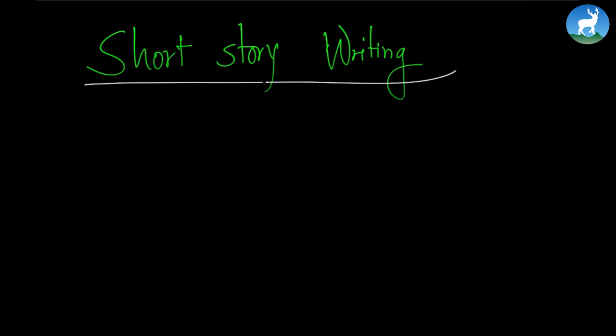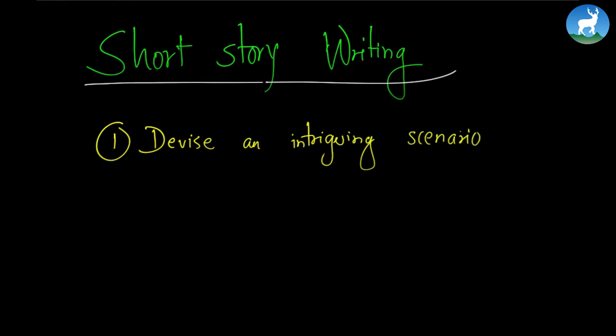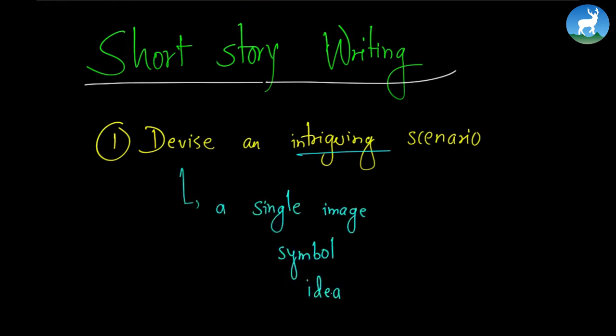The first thing you need to do before writing any short story is devise an intriguing scenario. What do you need to do? You need to devise an intriguing scenario. In other words, you need to find that scenario, that scene. While writing a novel gives you more elbow room to develop characters and story arcs and symbols at a leisurely pace, writing a short story differs in that often there is a single image. So we have a single image, a single symbol, a single idea, or single concept underlying the short story.